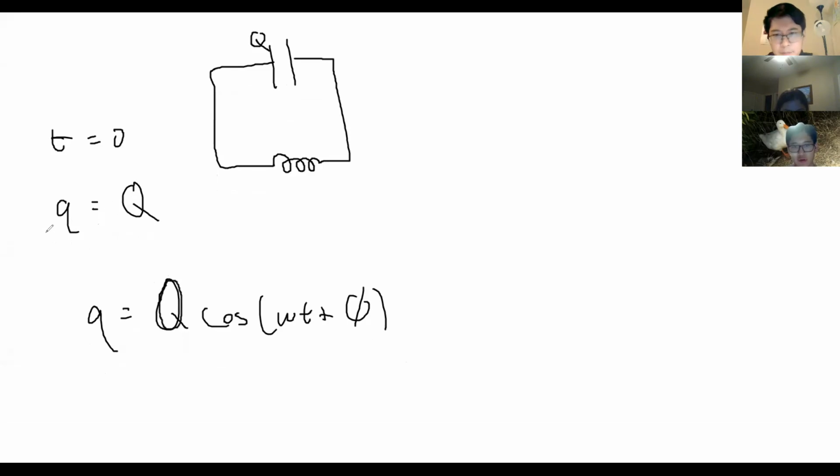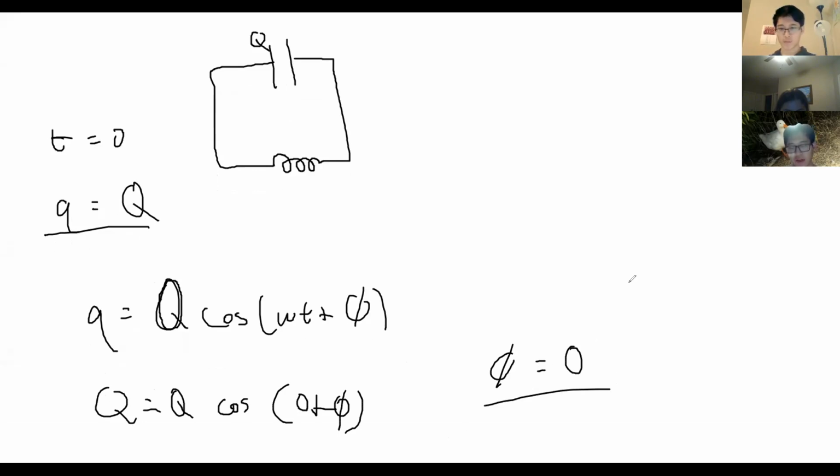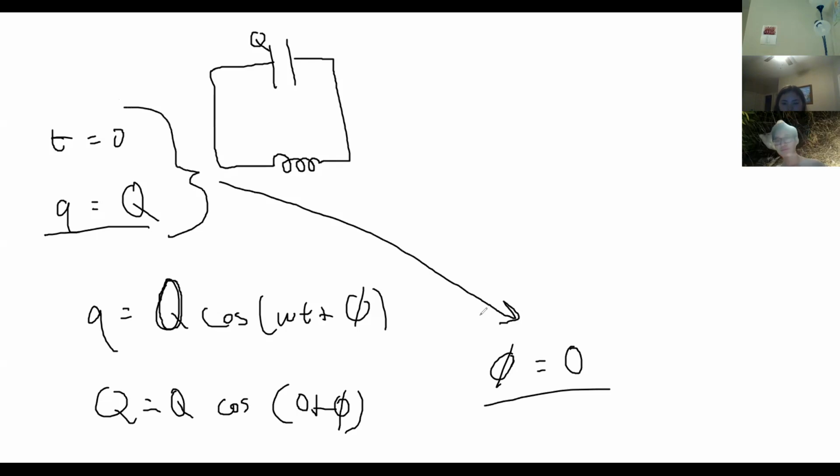And this Q here means the max Q. So we're saying at time equals 0, the Q is the max Q. What does that mean? That means Q is equal to Q cosine of 0 plus phi, right? So that means phi has to be equal to 0. So we actually don't have a phase angle here. That is an example of how we calculate phi, the phase angle. It depends on the initial conditions. Does anyone have any questions about how I calculate the phase angle? Normally you don't need to worry about the phase angle.